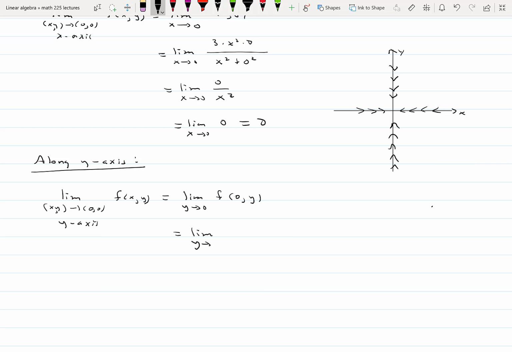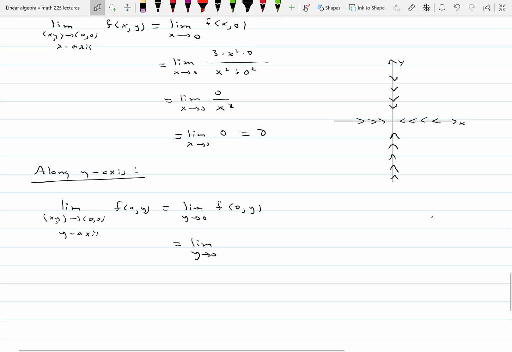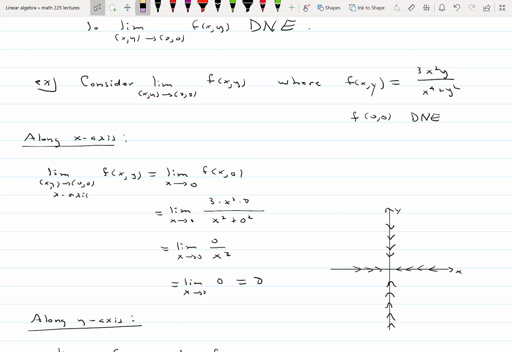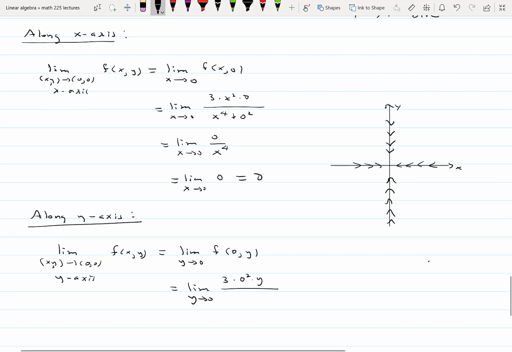So this is the limit as y approaches 0 of 3 times x squared, 0 squared times y over... I think, did you catch a mistake in my previous limit? It's over x to the 4th. It doesn't change anything in terms of the value, but the algebra is not right. The power of x in the denominator is to the 4th power. So back to our current problem. X is 0, so 0 to the 4th plus y squared.